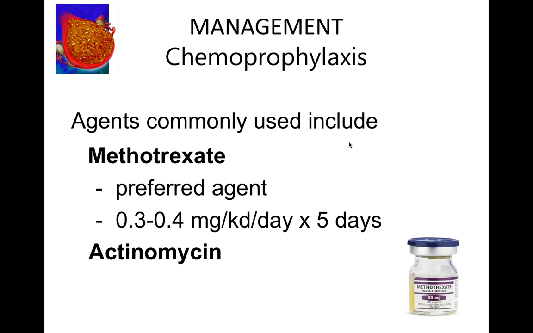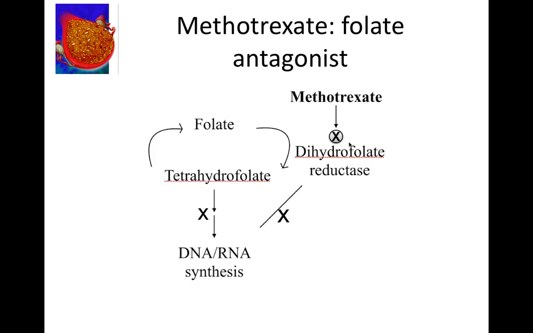So agents commonly used would include methotrexate, which is the preferred agent, given at a dose of 0.3 to 0.4 milligram per kilogram per day for 5 days, and actinomycin. Now, the mechanism of action of methotrexate is that it interferes with thymidylate synthesis. It specifically inhibits dihydrofolate reductase, which then blocks the reduction of dihydrofolate to tetrahydrofolate. This blockage in turn inhibits the formation of thymidylates and purines. Thus, it can arrest DNA, RNA, and protein synthesis.